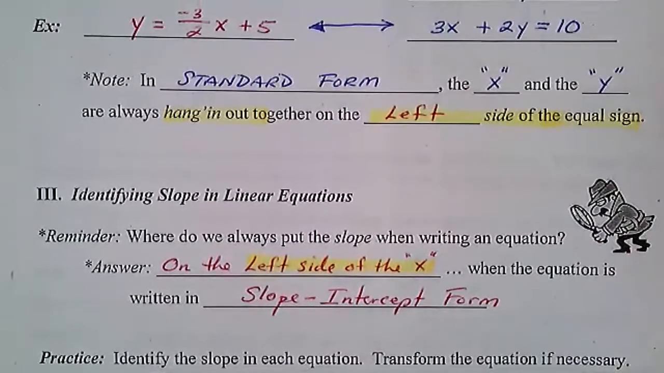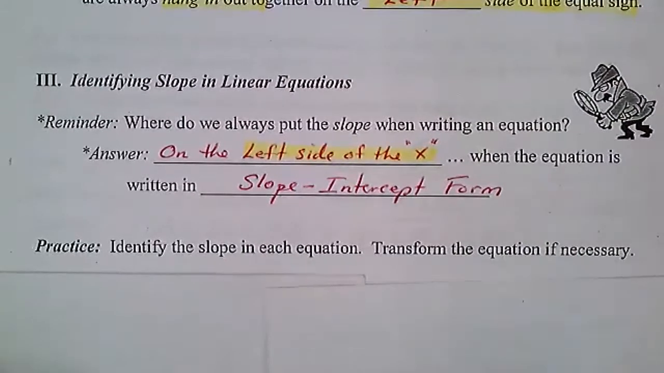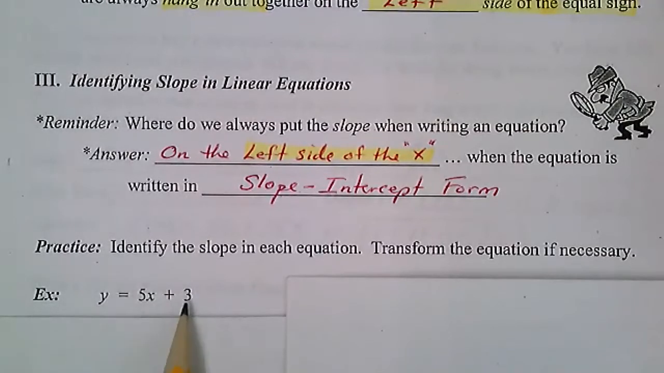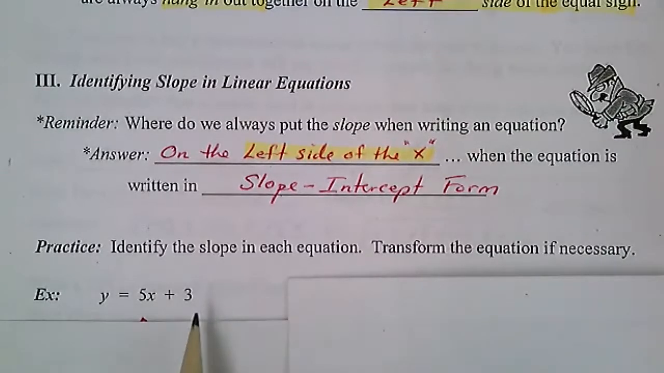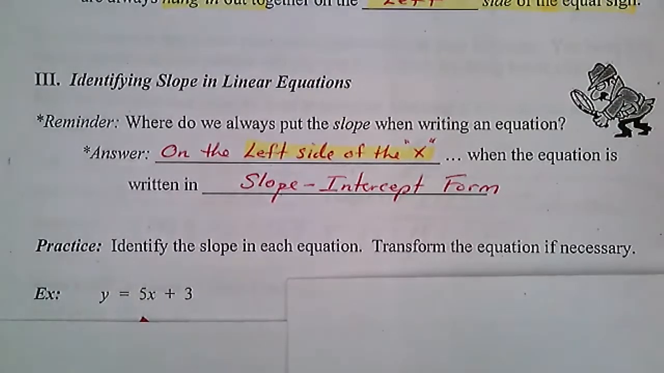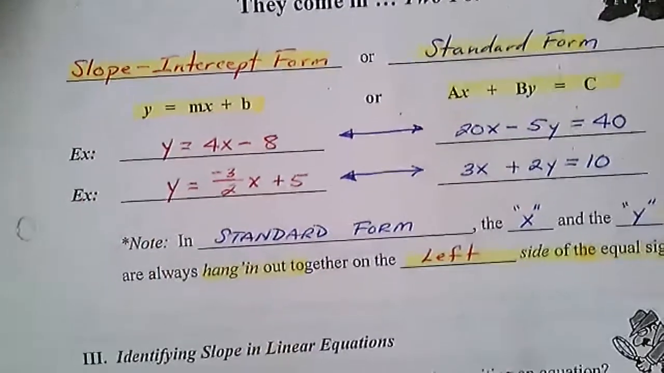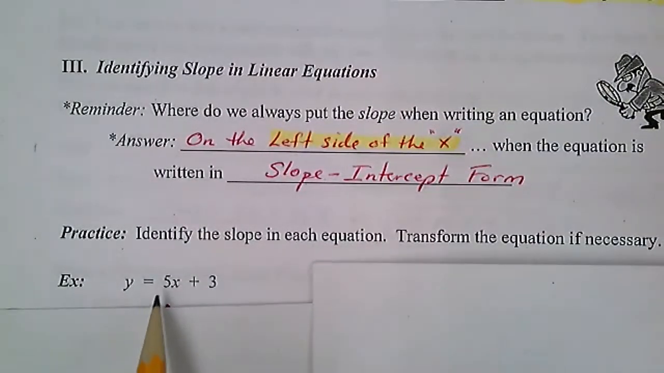All right, so here we go, practice. Identify the slope in each equation, transform the equation if necessary. Okay, so the first thing I want to ask you in this example here: what format is this equation in? Is it in slope-intercept or is it in standard form? Well, it's in slope-intercept. We have the y by itself. It's in slope-intercept form. So since the y is by itself, then we can identify that slope.